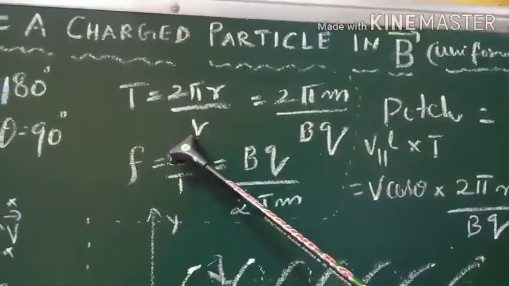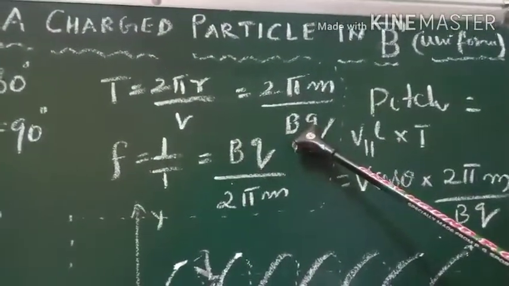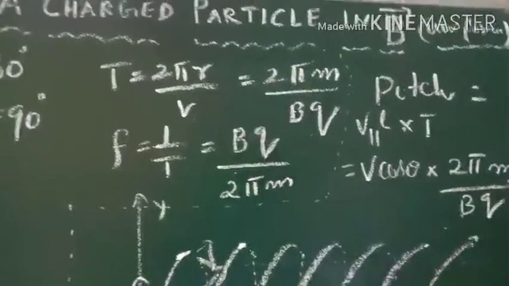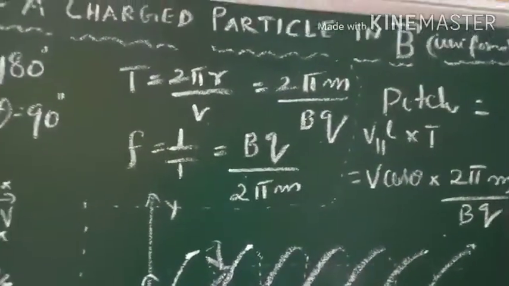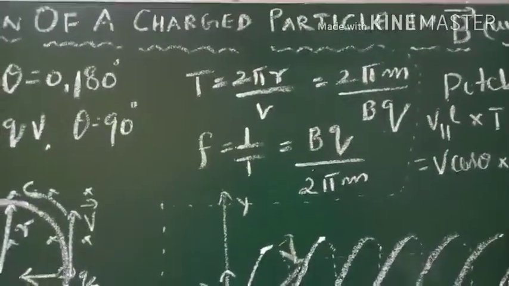He got the expression for r. So 2 pi r by v, we are getting 2 pi m divided by bq. Okay. So see that here, children, one thing note down, this time period is dependent on mass of the particle and charge of the particle.